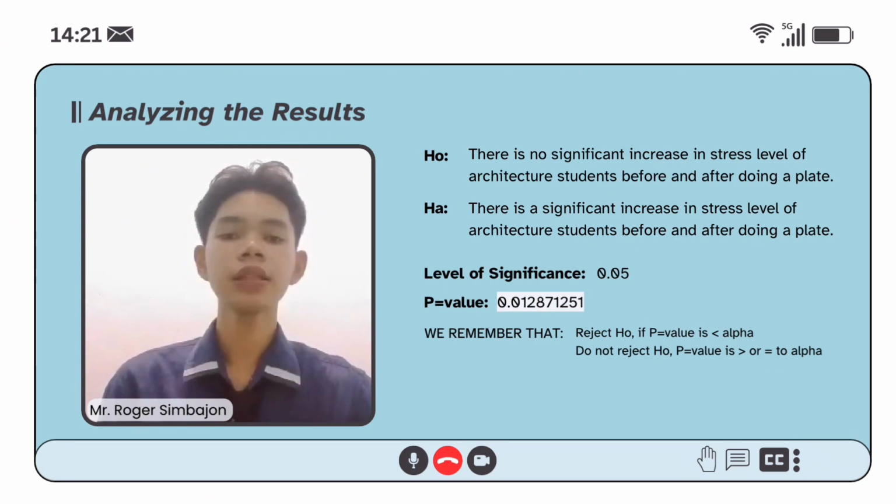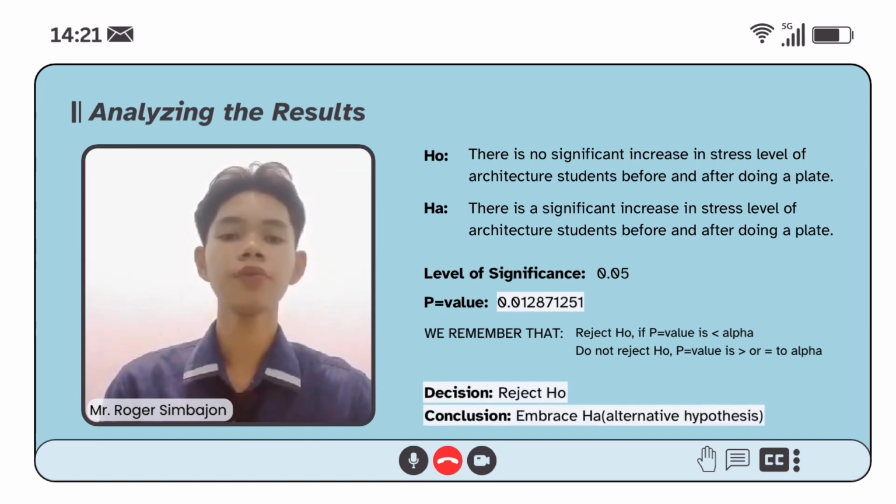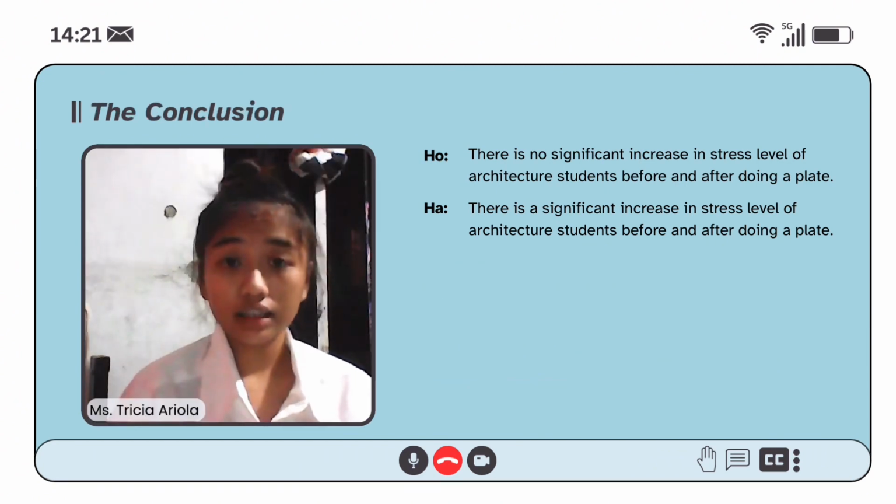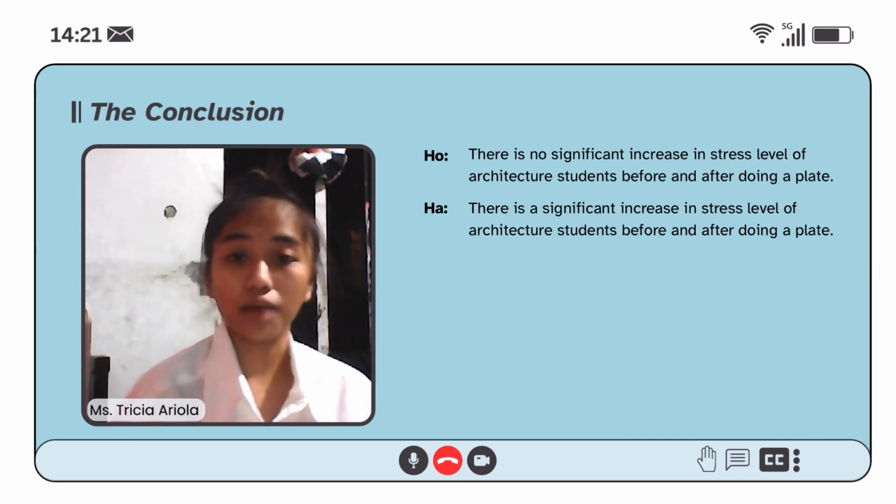In our case, since the resulting p-value is less than the level of significance of 0.05, the decision should be to reject the null hypothesis. On the other hand, the conclusion should come up with the alternative hypothesis. After conducting the t-test and calculating the p-value, it is crucial to interpret the results directly to make hypotheses.